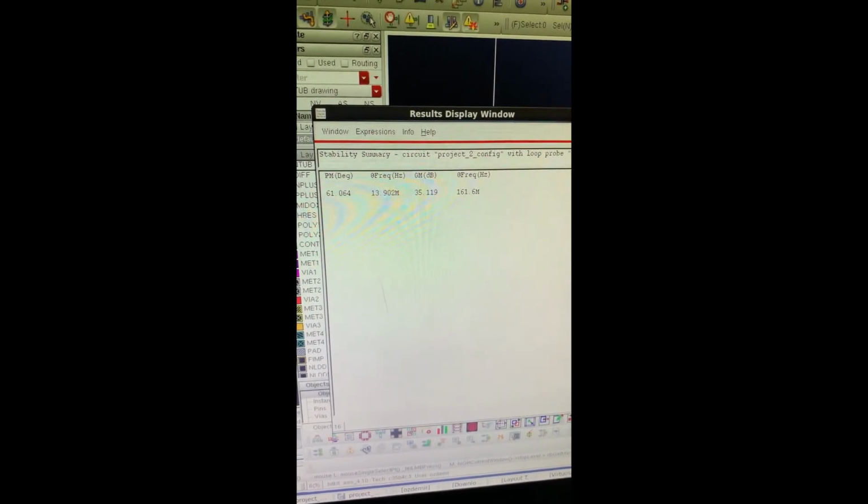So the phase margin of a single op-amp in the chip is 61.064 degrees, and the gain margin is 35. And this is my project, and thank you for listening.